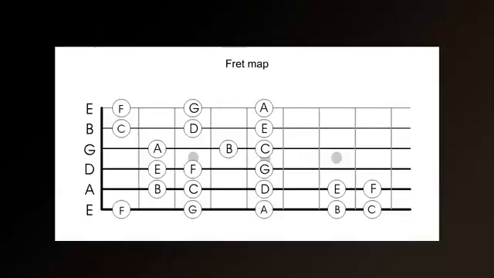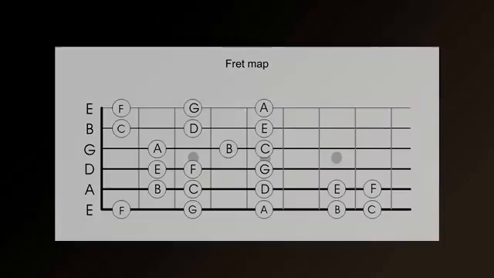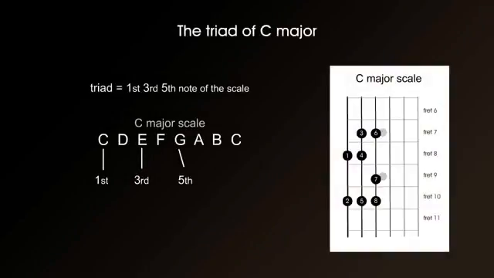It's also useful when learning theory to know as many notes on the fretboard as possible, or to have a fret map at hand. The structure of the major chord. Every major chord is constructed using a triad, and a triad is a group of 3 notes. The first, the third and the fifth note of the major scale with the same name.